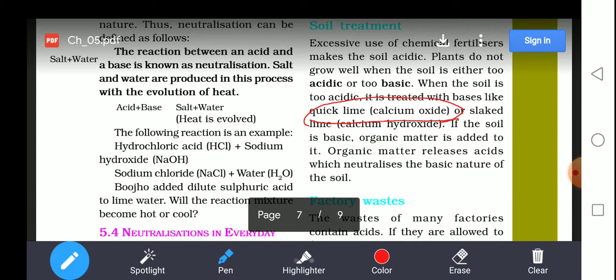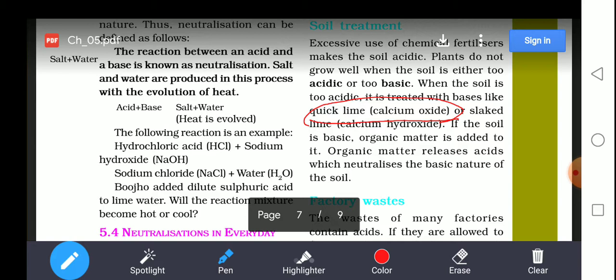By adding basic solution to the soil, we have to make it neutral. What is the substance we can add? That is quick lime. We have to add quick lime, calcium oxide, and also slack lime, that is calcium hydroxide. Calcium hydroxide is known as slack lime.